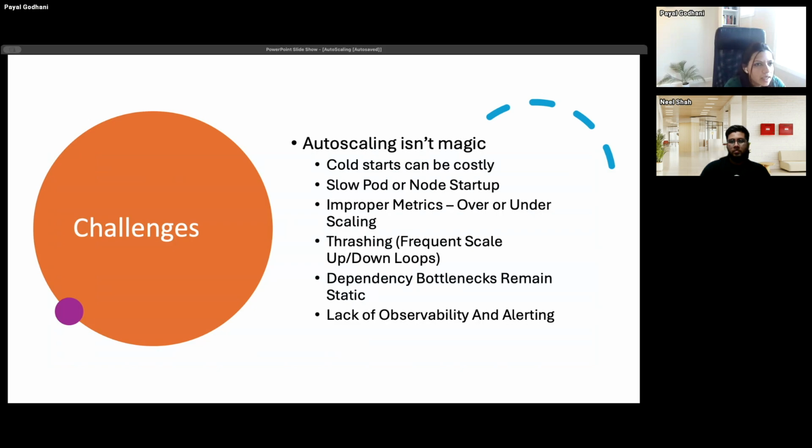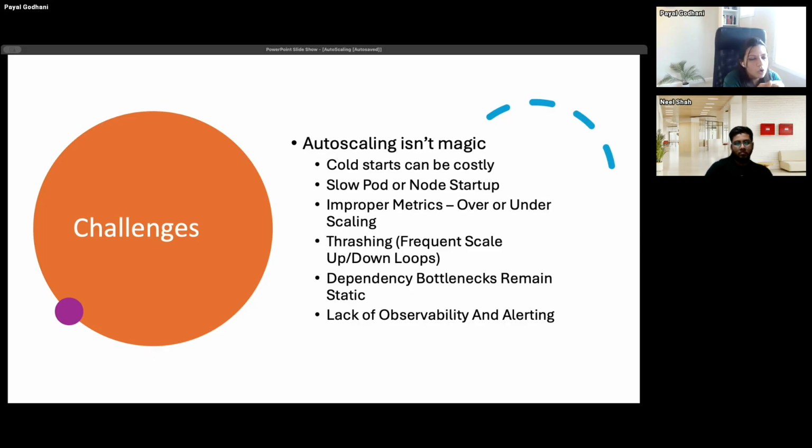So auto scaling isn't magic. It has a lot of issues too, and we need to be mindful of them while we are crafting our Kubernetes configuration. For example, cold starts can be costly. Every time a pod restarts, even if you have pods that start quickly, for it to start servicing your traffic, it will take at least 5 to 6 seconds and sometimes even more. It can take even up to 30 seconds, right?